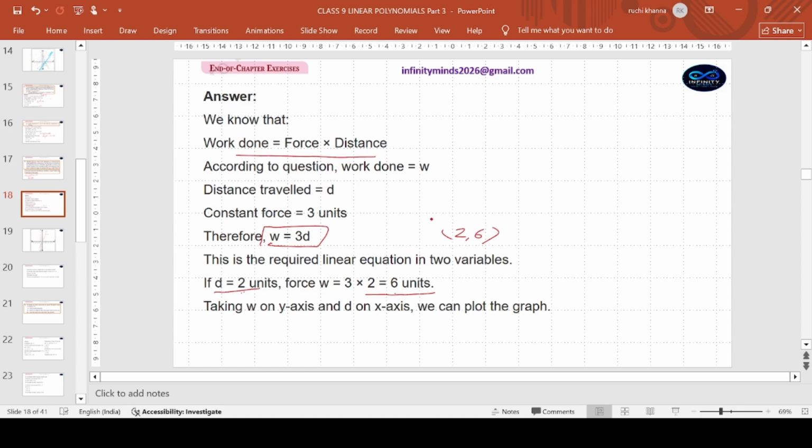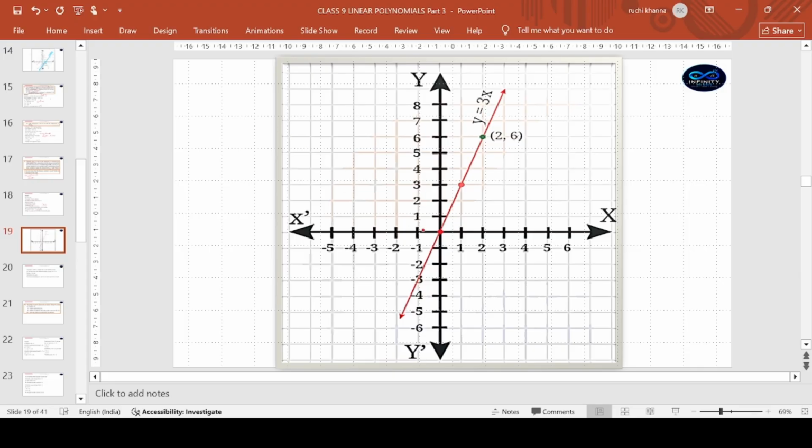What is the relationship between this? If one of them is 0, the other would be 0. They are interdependent on each other. It's an equation of the form y equals ax, right? So it shall definitely pass through the origin. 0 comma 0, 2 comma 6, you can plot this on your own. If the distance is 1, work done would be 3, because 1 into 3, constant force, will be work done, and force is fixed at 3, so 1 into 3 would be 3. Okay, the graph will get plotted.